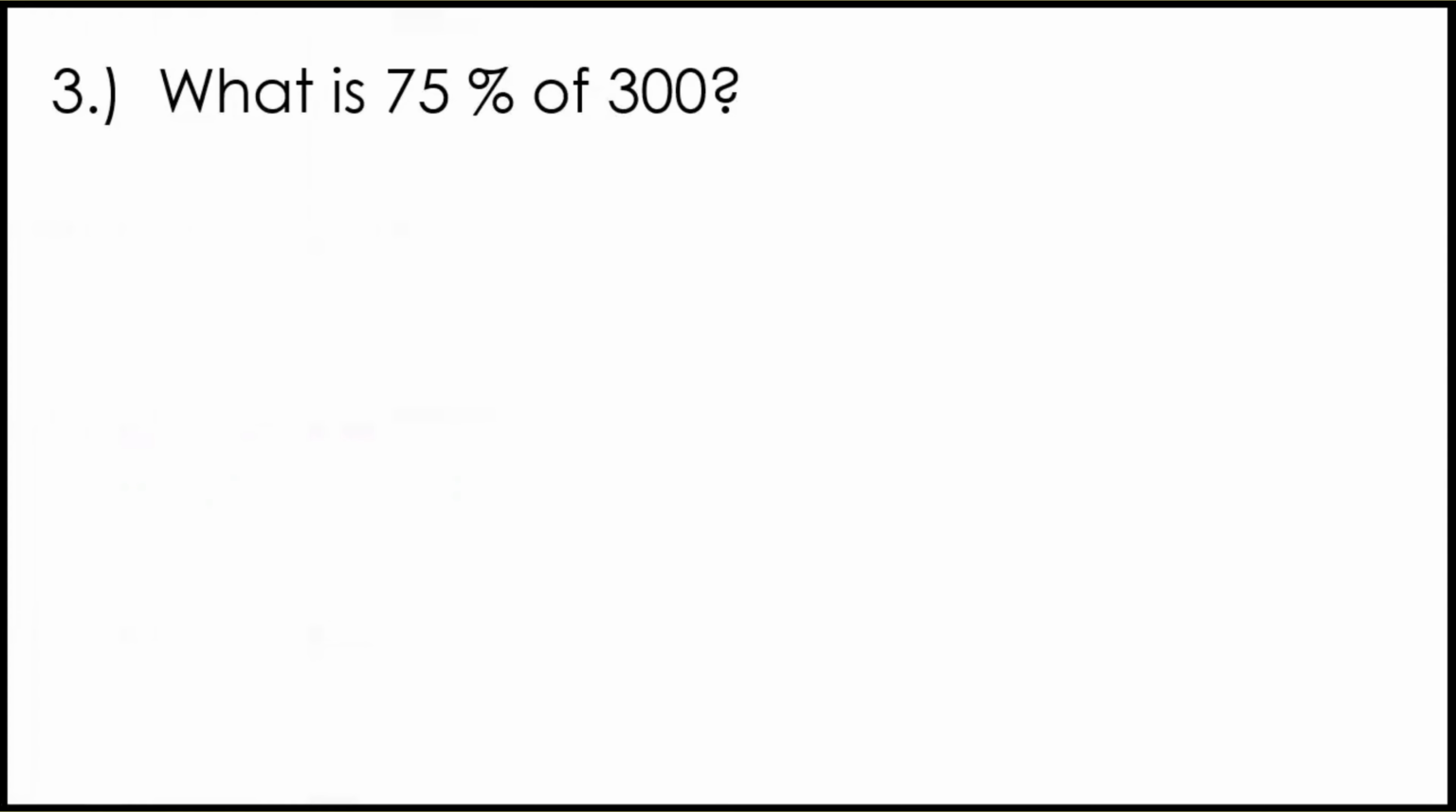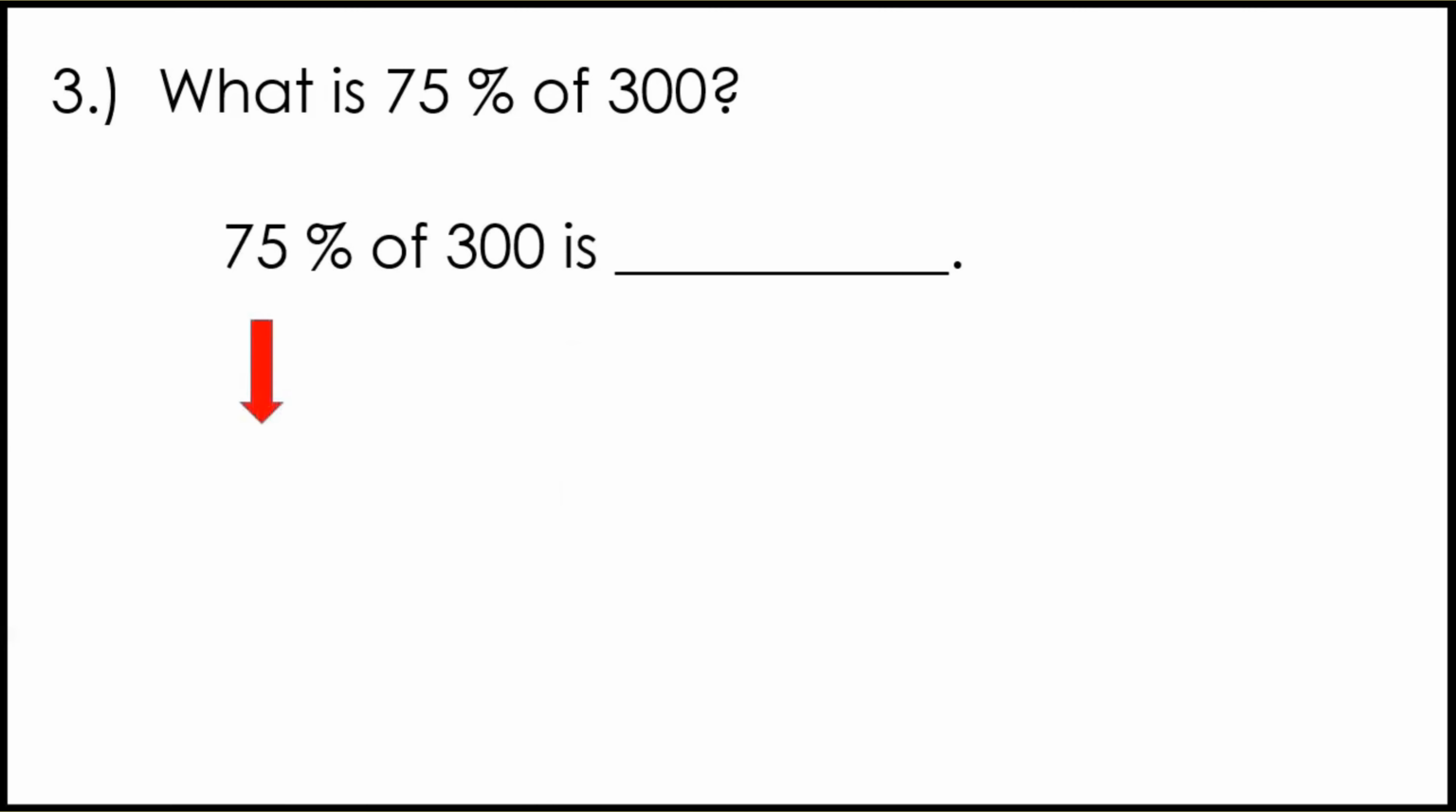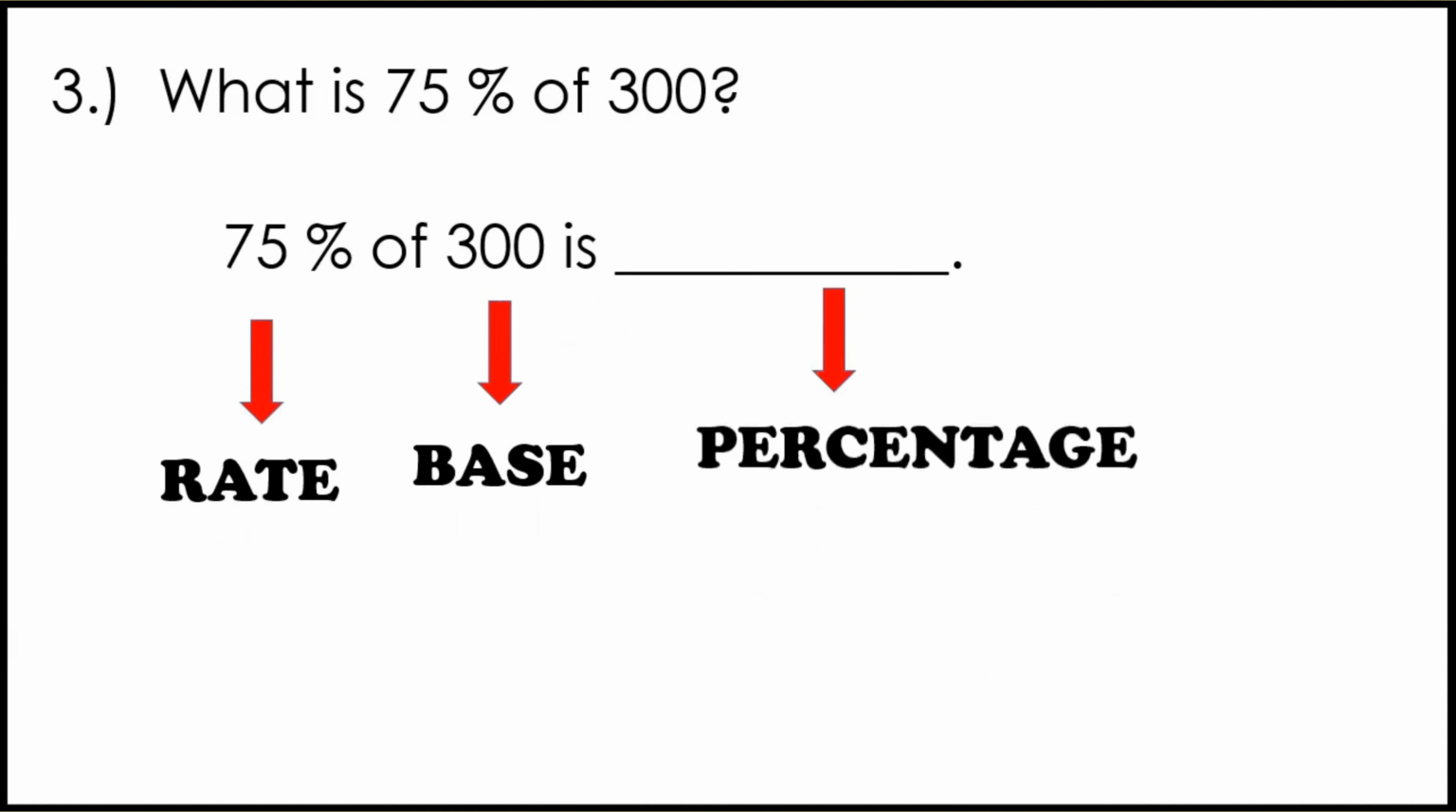Okay, question number 3. What is 75% of 300? So, again, 75% of 300 is unknown. So, hahanapin natin ngayon tong percentage, no? So 75%, yun po yung rate natin. 300 po yung base po natin. So, hanapin natin yung unknown na percentage. So, again, formula natin, P equals 300 times 0.75. So, mumultiply lang natin yung base times rate.